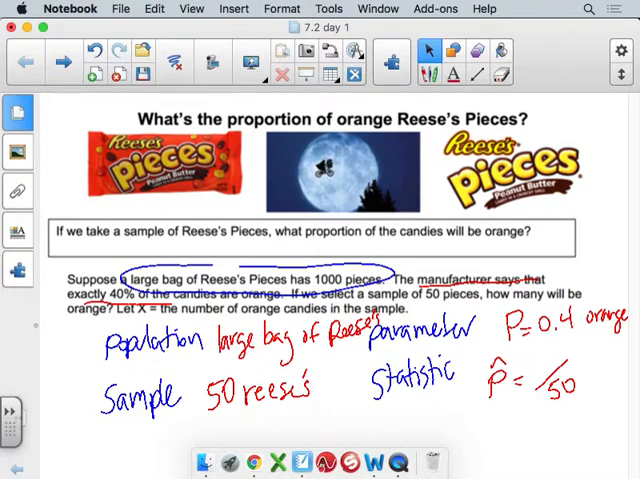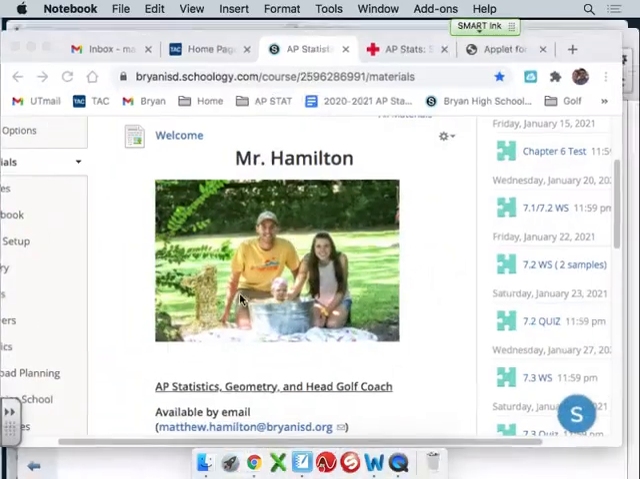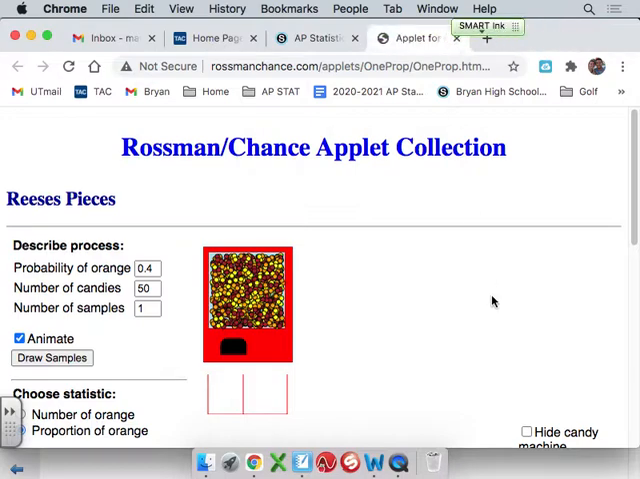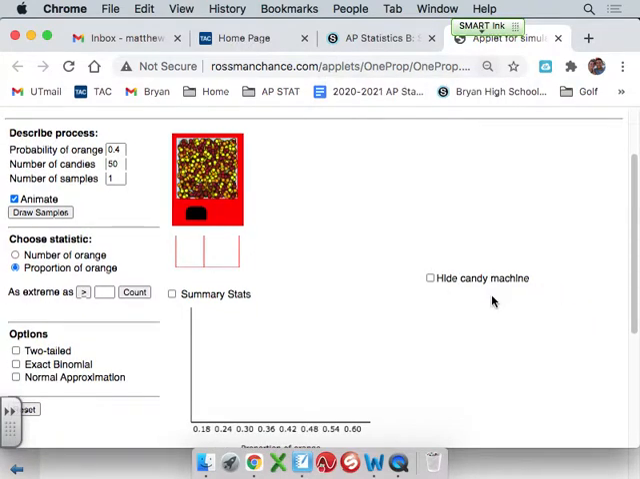So let's look at the back. If you flip over to number 7 and 8, I've got a nice little computer simulation that we can do up here that simulates our experiment. So let's say this is our large bag of Reese's Pieces that has 1,000 in it.